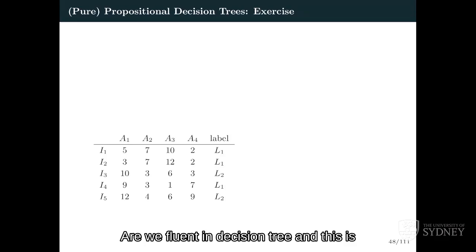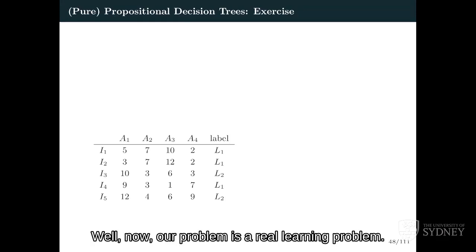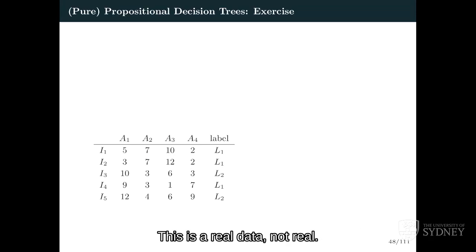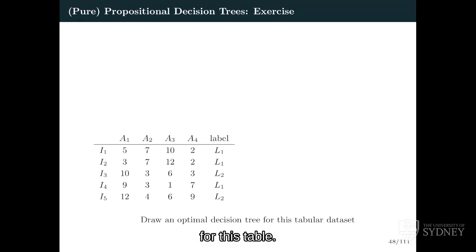Are we fluent in decision trees? This is the last thing we're going to do today. Now our problem is a real learning problem. This is a real data set. Well, not real, but it looks like a real data set with 5 instances. Now we've got the label, so some of them are L1, some of them are L2, and these are the descriptions. And now the question is, draw an optimal decision tree for this tabular data set. Please go ahead and draw it.